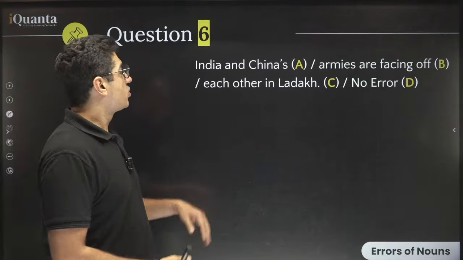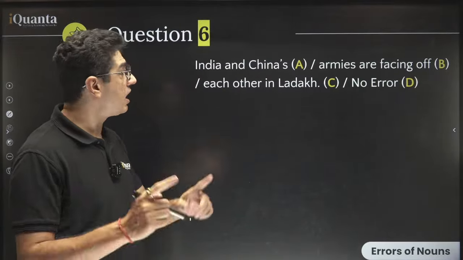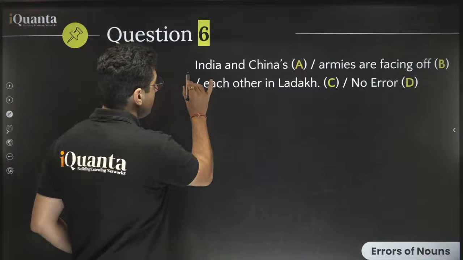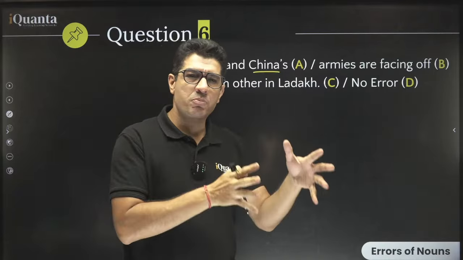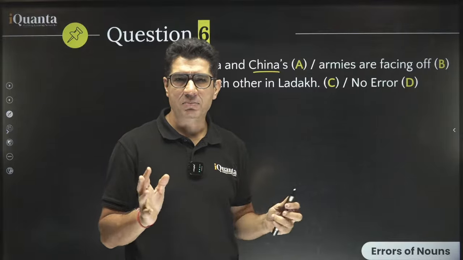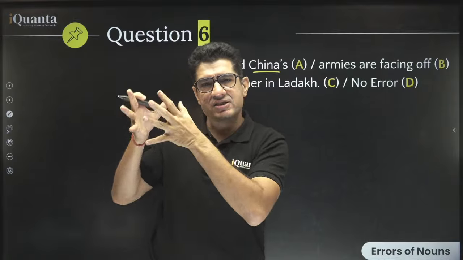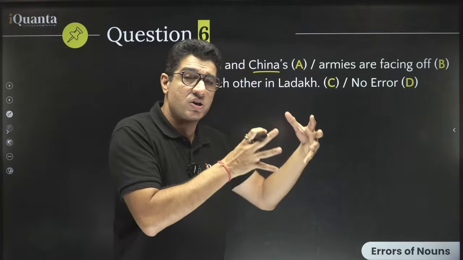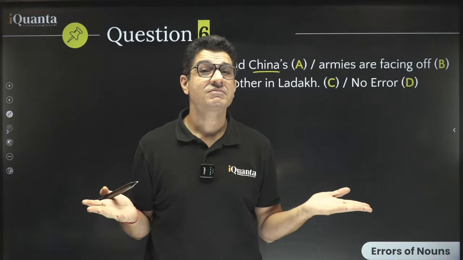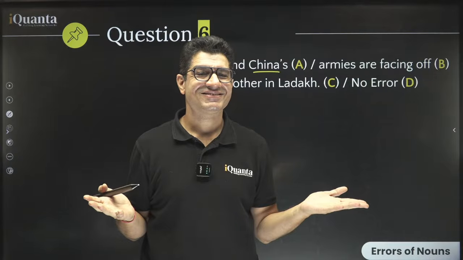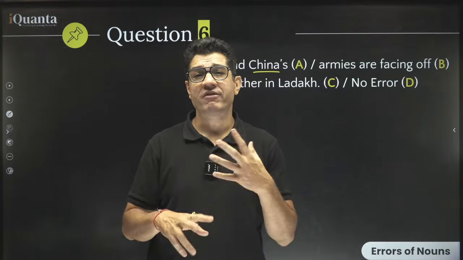Okay, so India and China's armies are facing off each other in Ladakh. Now tell me, do India and China happen to have a joint ownership of some army, or are these 2 armies different, where India has the ownership of one army and China has the ownership of another army? So you notice there are times when 2 or more people happen to have a joint ownership.